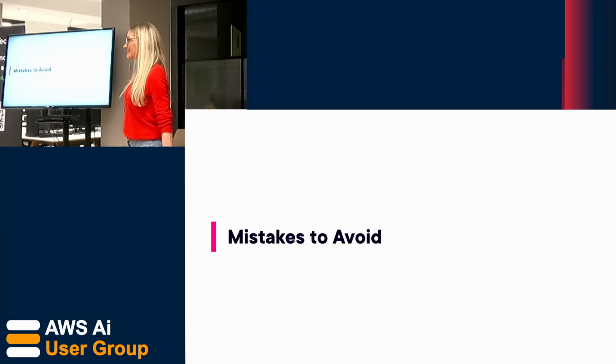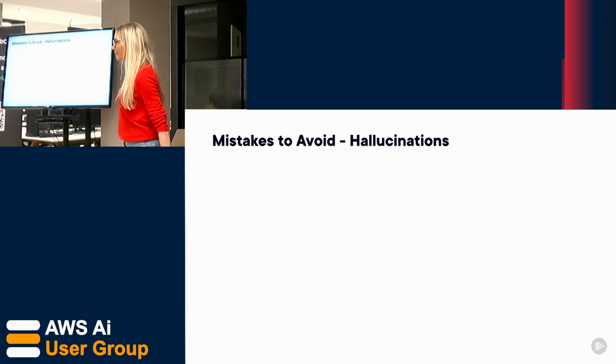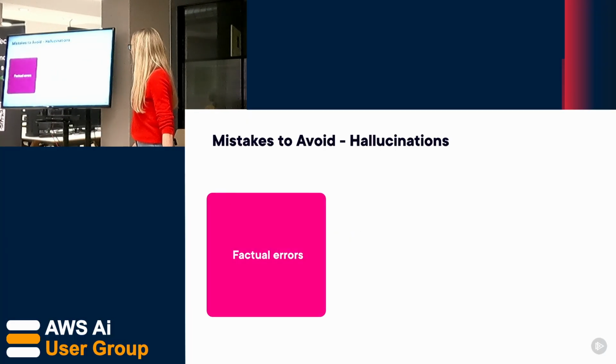But what about the mistakes to avoid? I'm sure all of you have seen all of these mistakes before. So hallucinations, factual errors, not only are they dangerous, but they actually waste our time, and they mean that we have to spend time troubleshooting AI. Why should we do that? This thing needs to actually be working properly for us to actually save us time.